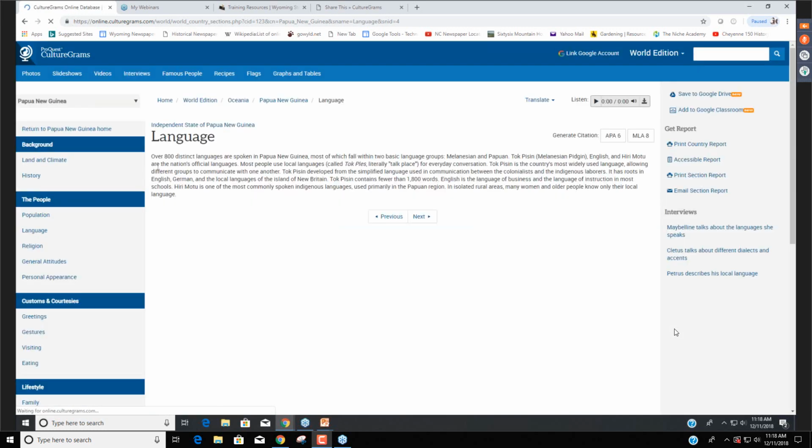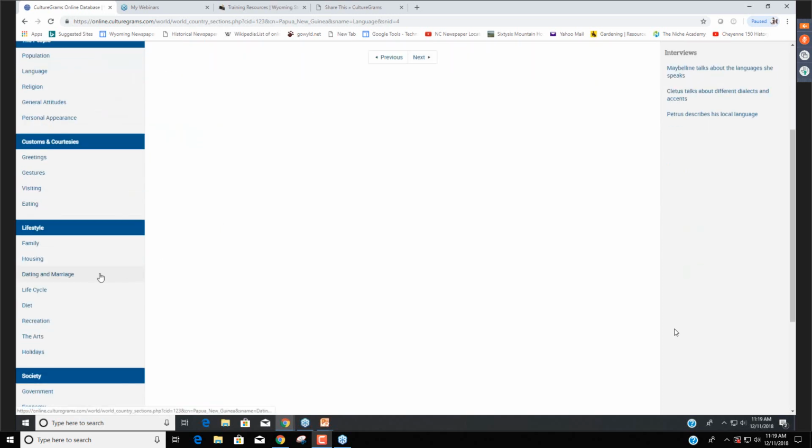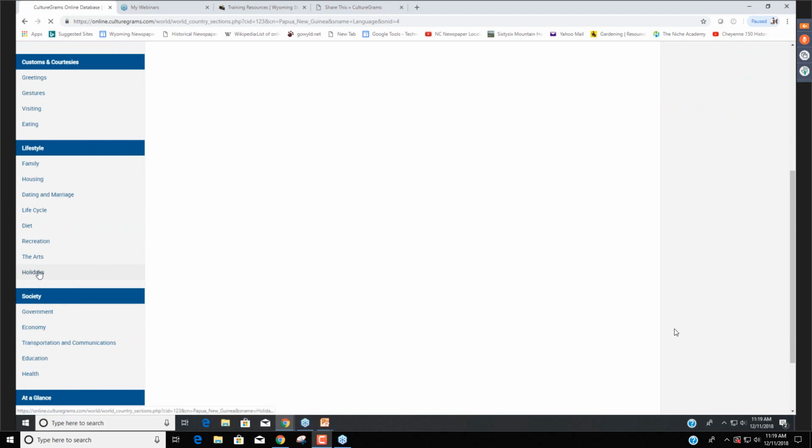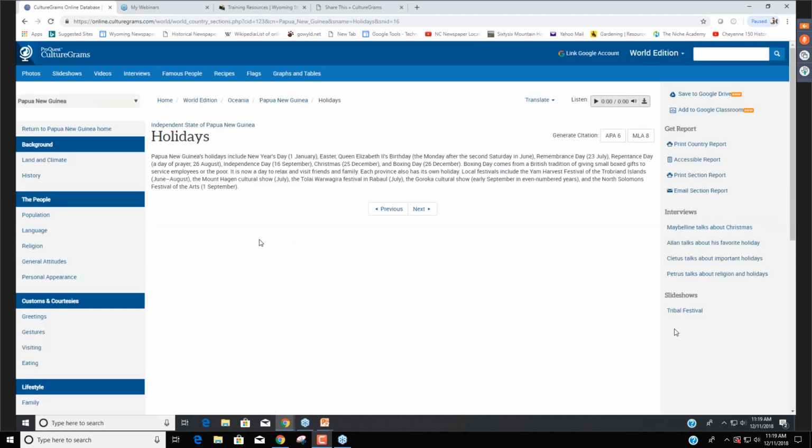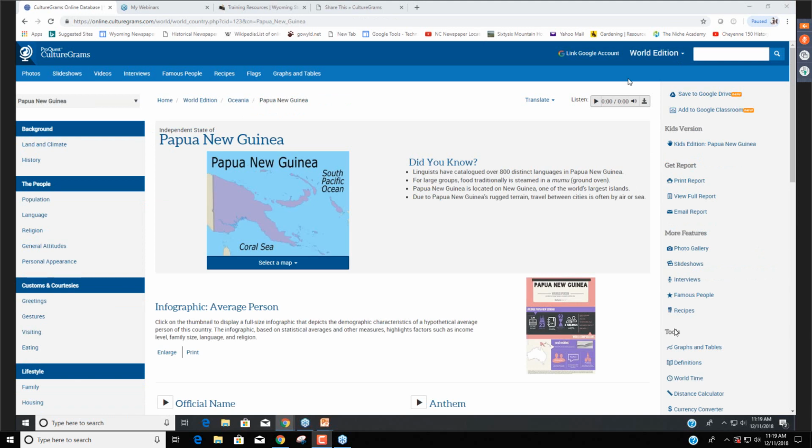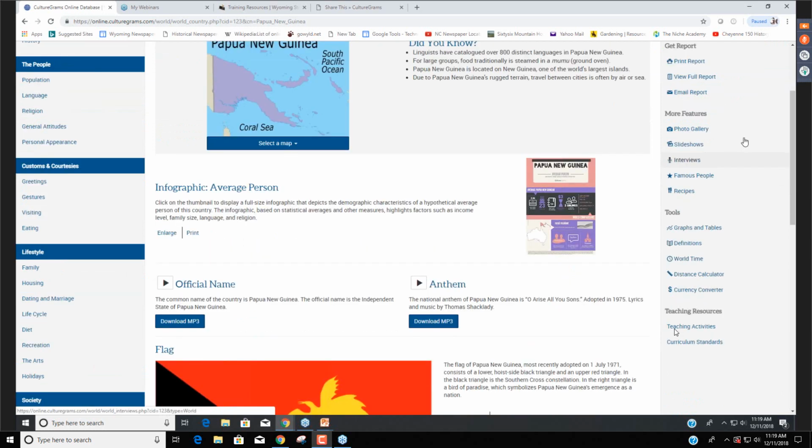Language is fascinating for Papua New Guinea. They have over 800 distinct languages spoken there. It includes dating, marriage, and life cycle, and arts and holidays. So it's fascinating, especially this time of year, to take a look at what other countries are celebrating. On the right-hand side, you'll see that you can print out this full report and scroll down for more features.